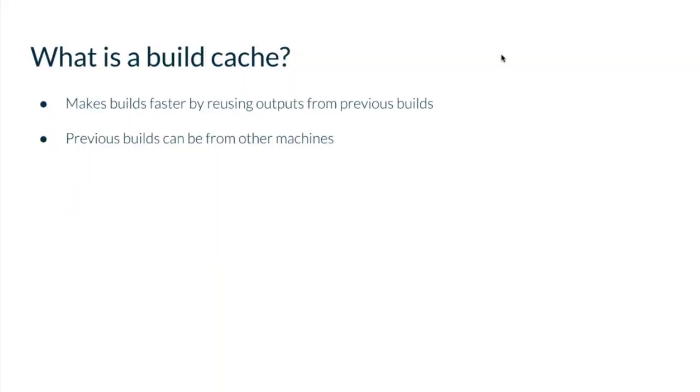What is a build cache? If you haven't come across this before in Gradle, the general principle is it makes your builds faster by reusing outputs from previous builds. So if you don't have something like this, what you end up doing is building the same thing multiple times.